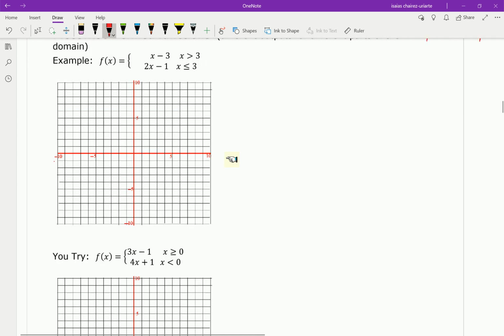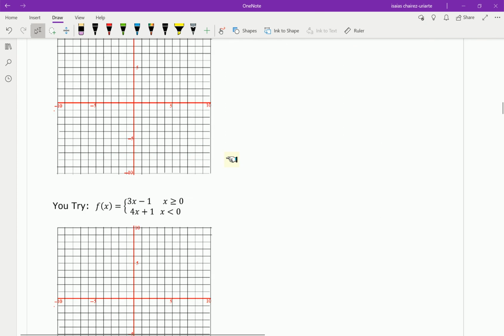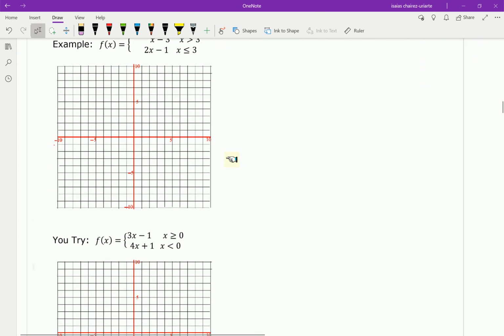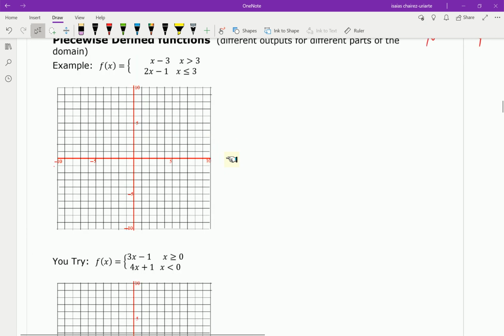Let's see. The last thing in this section: piecewise defined functions. So let's graph some of these little functions. Let's graph one of them, and you'll try the other one. It doesn't matter which one. I'll graph the top one, and you'll come up with a graph of the other one. I'm going to use two colors. I'm going to use green for the top part.